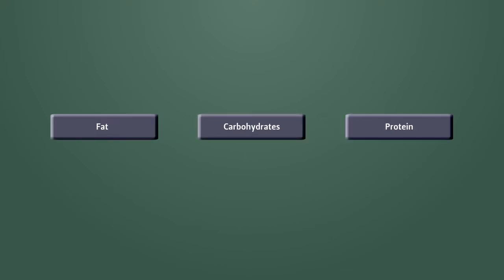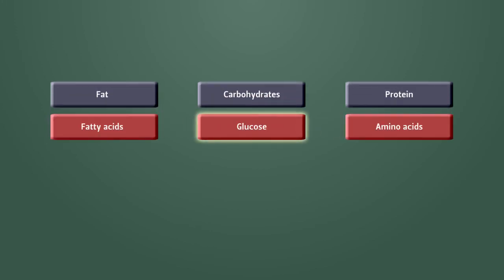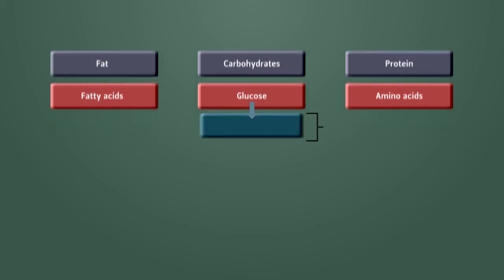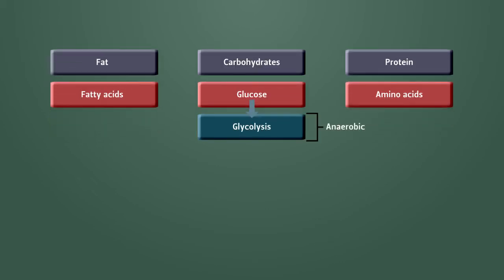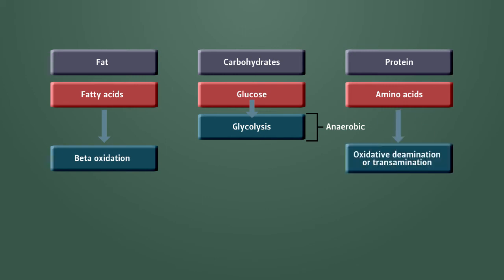The most important forms of the three macronutrients our bodies can use to make ATP are glucose from carbohydrates, fatty acids from fats, and amino acids from proteins. Carbohydrates are broken down to ATP in the cytoplasm of the cell through a process called glycolysis, while fats undergo beta oxidation and proteins undergo oxidative deamination or transamination.